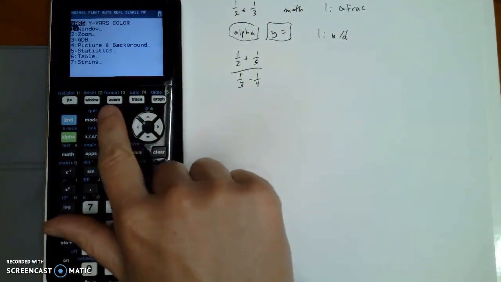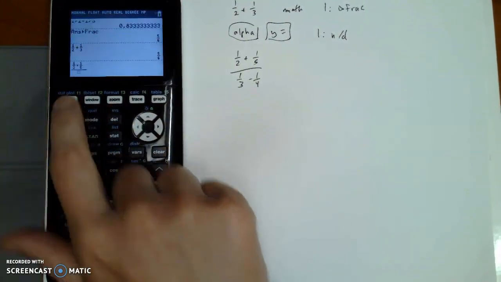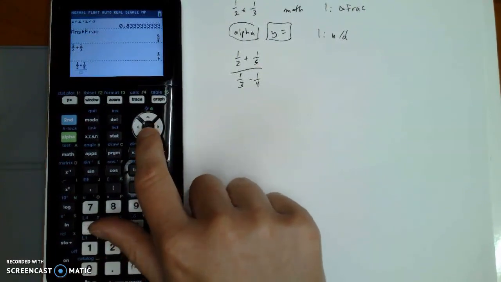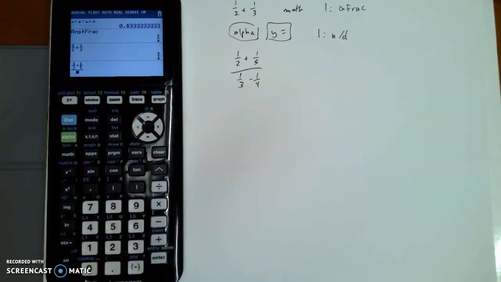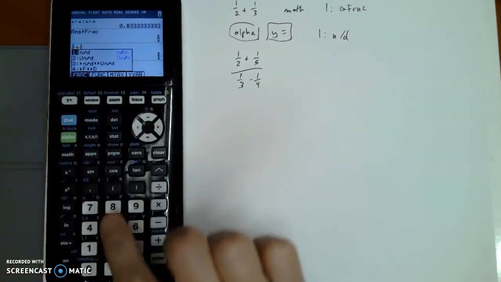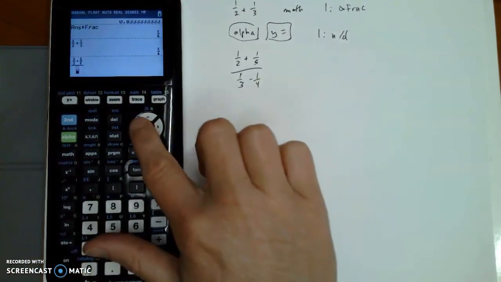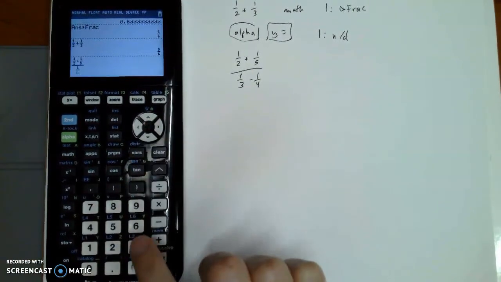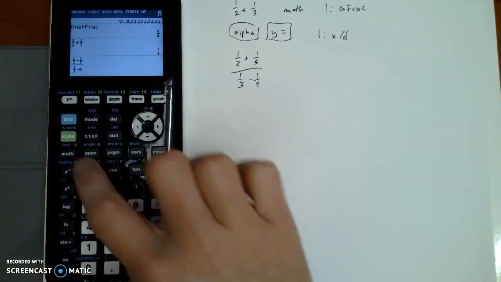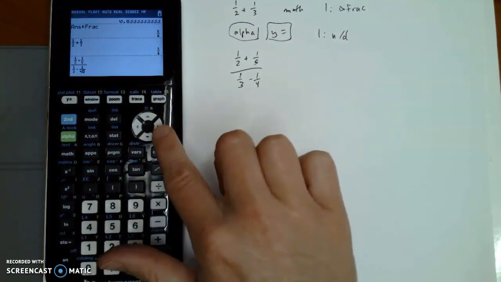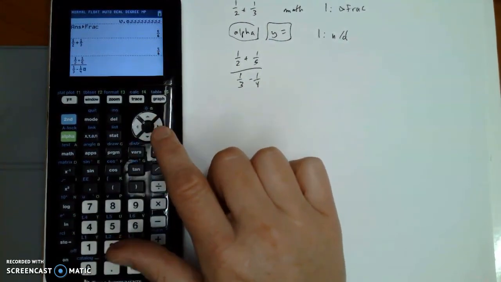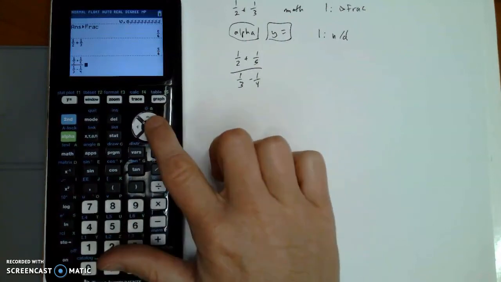Oops, I hit the wrong thing. Let's hit second mode to quit out of there. So let's hit my cursor here to get to the denominator. There we go. And then alpha y equals 1/3 minus, and I go to that menu one more time, 1/4. As you can see, it does take a little bit of effort to type it in.